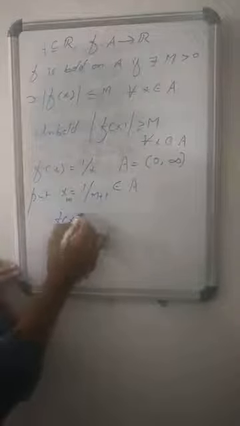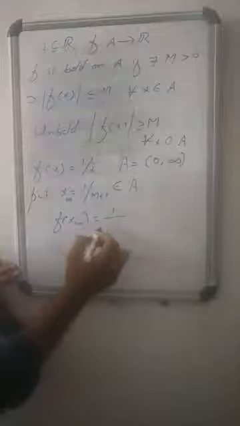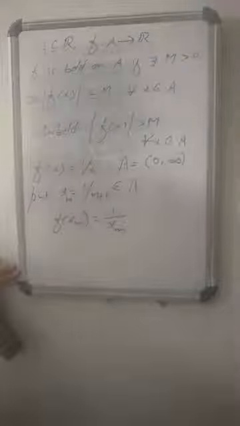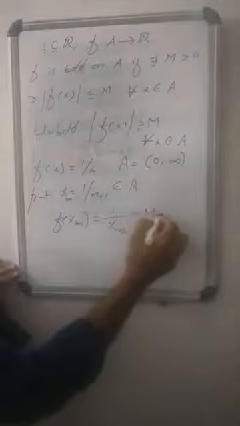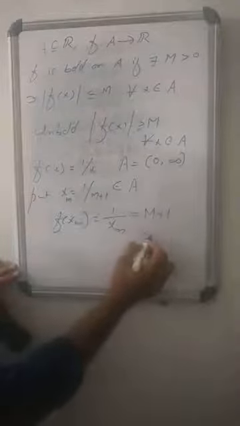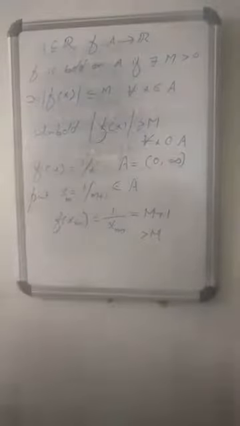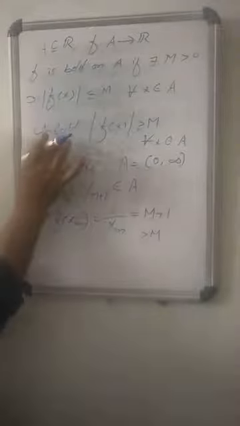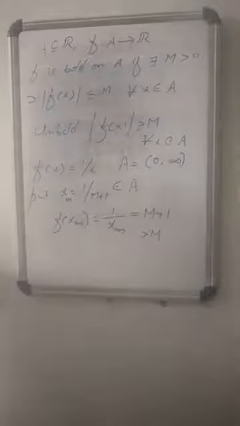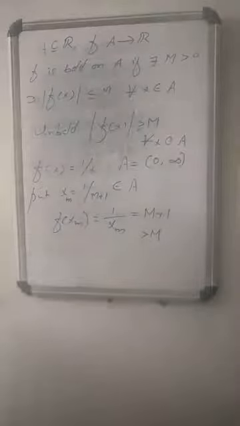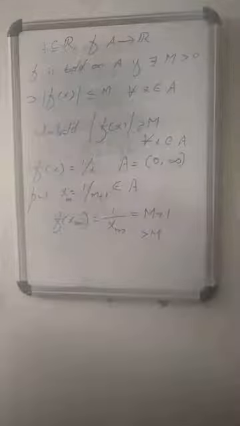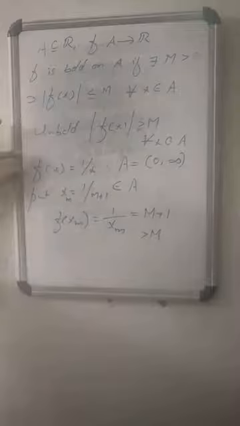Now, what is f of x_m? Here f of x_m equals 1 by x_m. Agreed. So what is 1 by x_m? 1 by x_m equals m plus 1, which is greater than m. So the function is not bounded. A function is unbounded when modulus of f of x is greater than m. It is said to be bounded when mod f of x is less than or equal to m, where m is a particular constant. Clear?